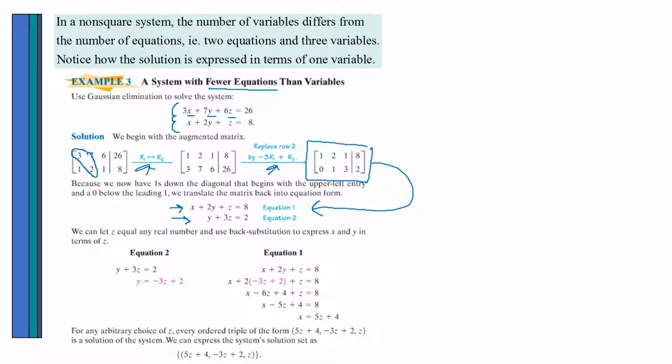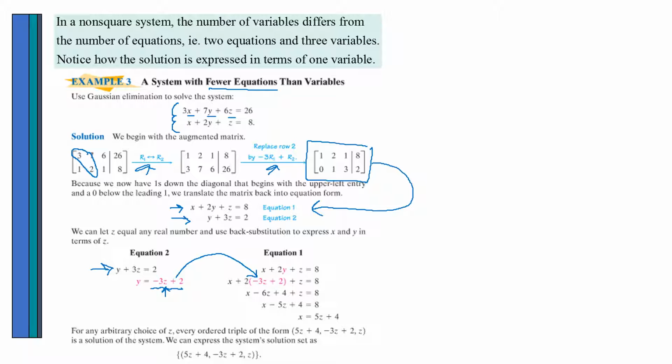And then when we go to solve for the variables, we are going to back substitute. We know that we can take this second equation, y plus 3z equals 2, and we can rearrange it so that it solves for y. Now we do have an unknown in that solve, but that's okay. And then what we're going to do is substitute that solution for y into the first equation.